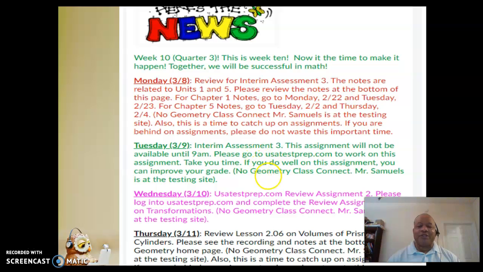On Tuesday, the interim assessment will be available at 9 a.m. on usatestprep.com. Please make sure that you can log into usatestprep.com. If you have any problems, please let me know. On Wednesday, it says your review assignment 2 is due, but I moved that to Thursday. So that's just a review assignment on USA Test Prep that helps you to review a little bit some of the things that we've done as we start to prepare for the end of course exam.